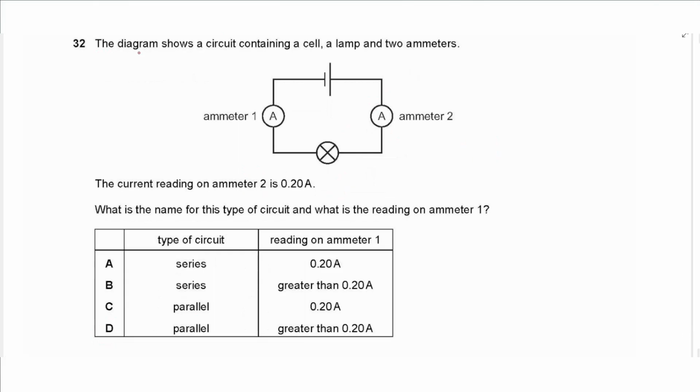Question 32 says the diagram shows a circuit containing a cell, a lamp, and 2 ammeters. The current reading on ammeter 2 is 0.20 amperes. What is the name of this type of circuit and what is the reading on ammeter 1? So this is only one loop, there are no branches here, so it is a series connection. And in a series connection, the current is the same at every section of the circuit, so it's 0.20 amperes, so the answer is A.